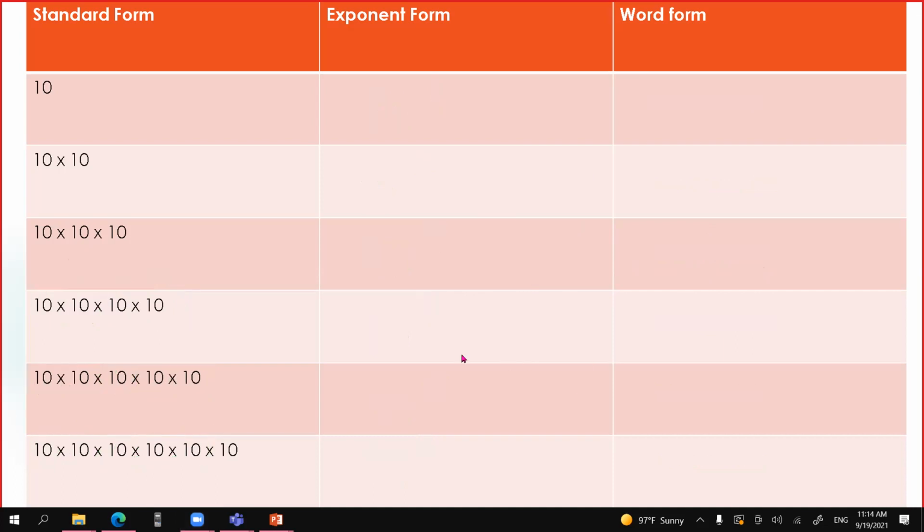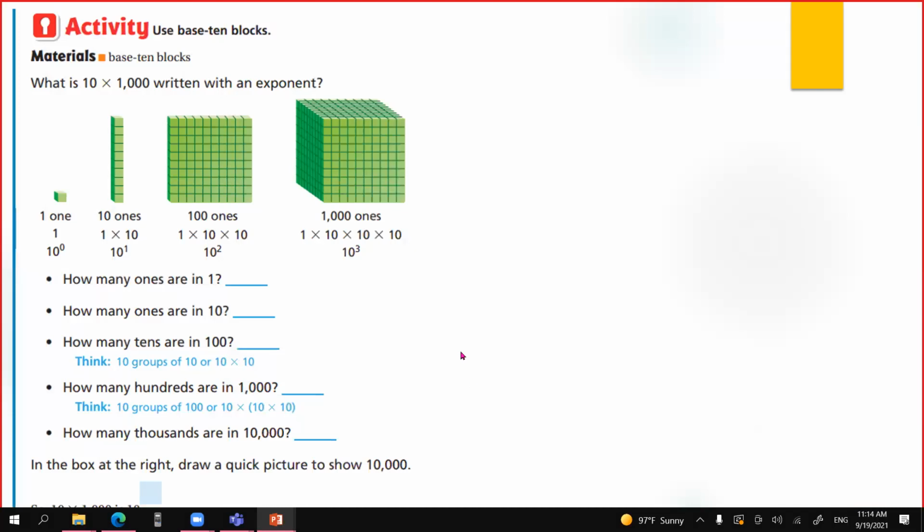Now, here, how many ones are in number 1? 1. Look at the blocks here. How many ones? We have 1. How many ones in number 10? 10.